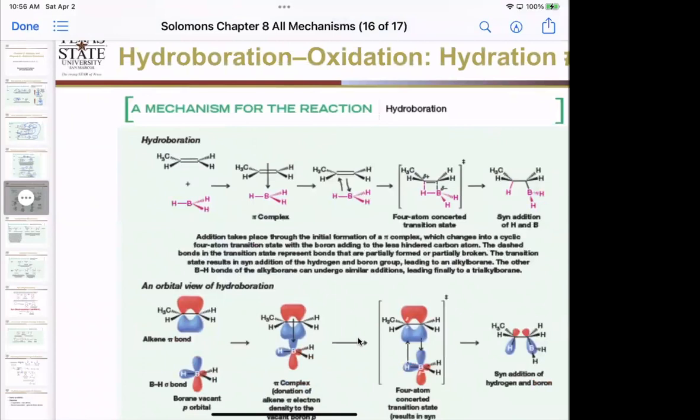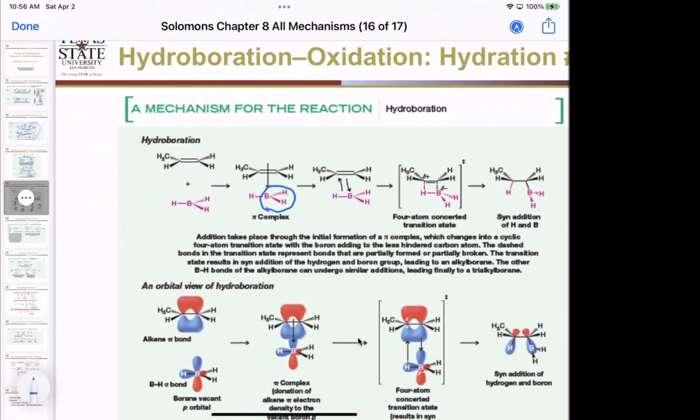Okay, so the hydroboration is the one that gives us a primary. Okay, and there's two real reasons it gives us a primary. One of them is that it has a steric demand. The boron wants to stay on the least hindered side.